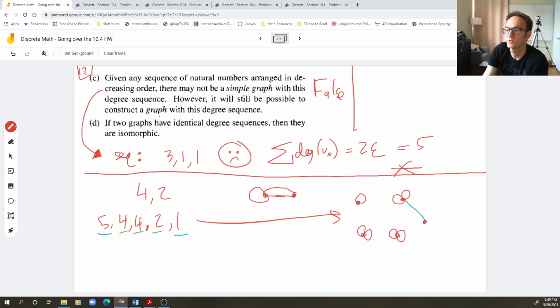Should we do another one? Let's do another one that's maybe harder. So let it be, I don't know, 7, 5, 4, 2, and then 1, 1. Okay, so I have 6 vertices: 1, 2, 3, 4, 5, 6.